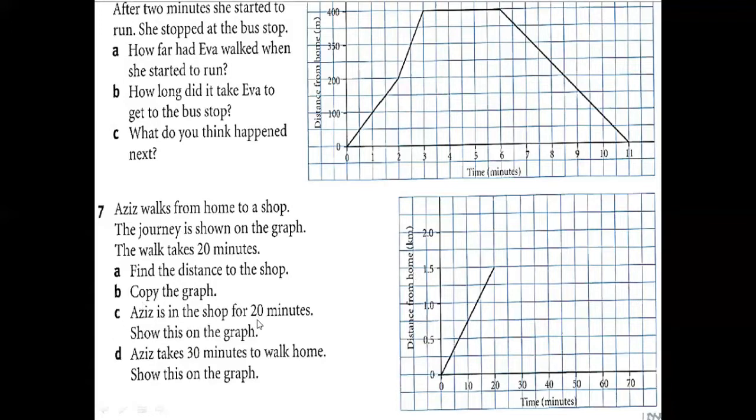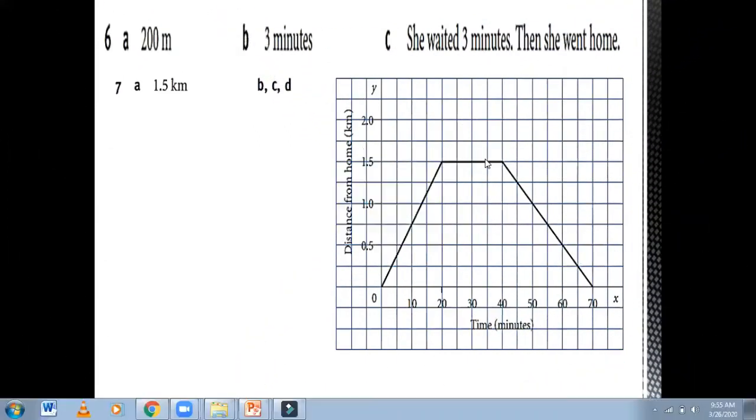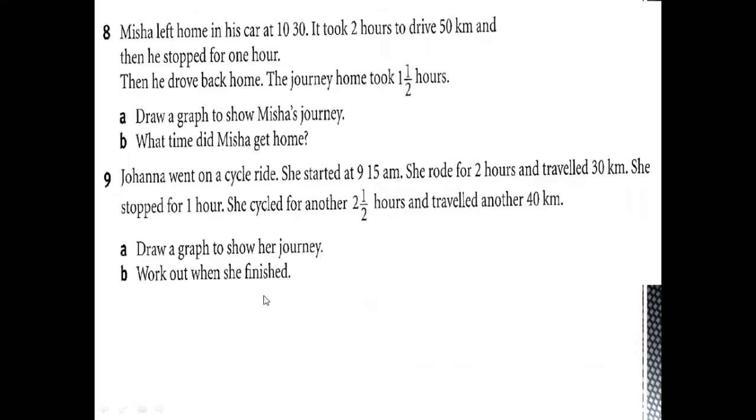Aziz is in the shop for 20 minutes. He just stays here 20 minutes. From 20 to 40, you just put here a straight line because he's just staying in this shop. Show on the graph. And part D, Aziz takes 30 minutes to walk home. Show on the graph. Means from 40 to 70, you just draw a line. That 30 minutes he's just continuously walking to go back to his home. So let's check its answer. Now you see these answers. Now next thing should be question number 8.